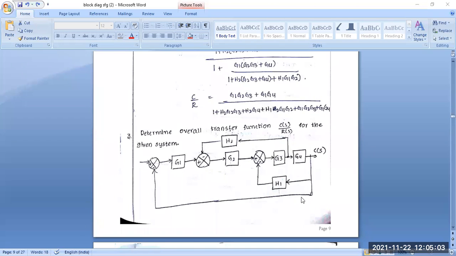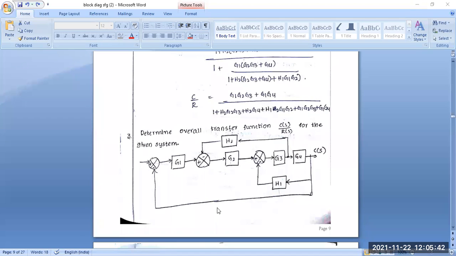This type of question comes in your semesters. You will be given this type of diagram, a block diagram, and you have to solve for the transfer function according to the block diagram reduction rules. This is the input, where we apply R(s), and this is the output, C(s). These are the different blocks: G1, G2, G3, G4. This is a feedback path, H2, and this is H1, also a feedback path.